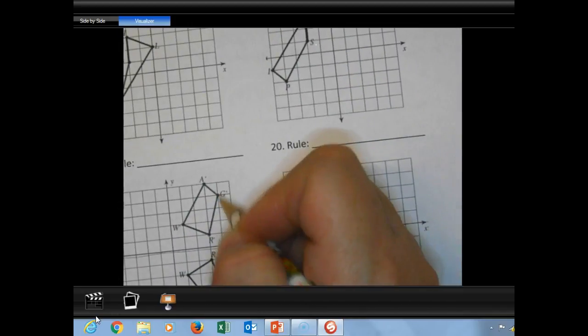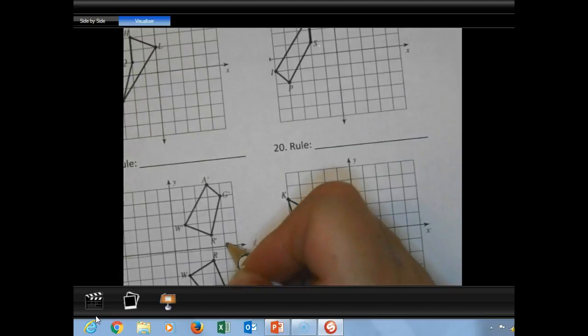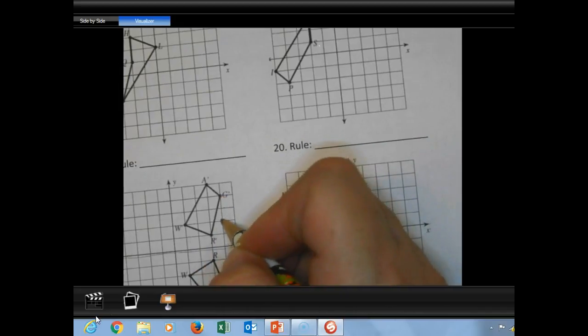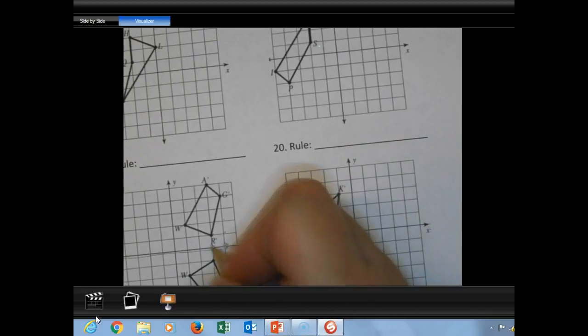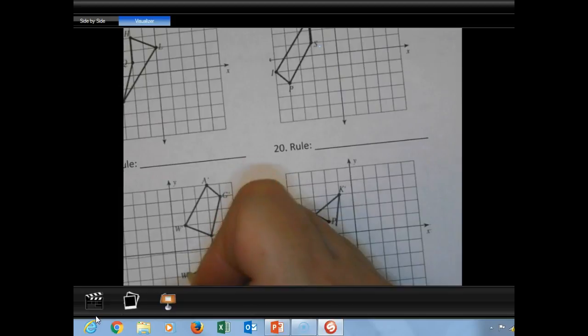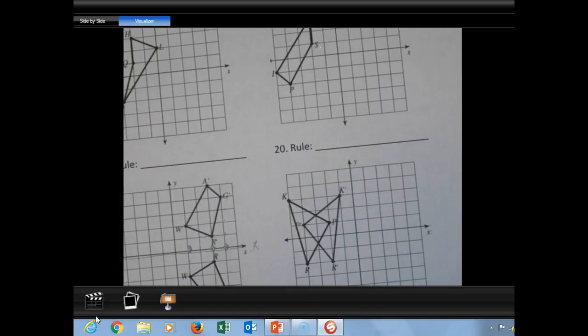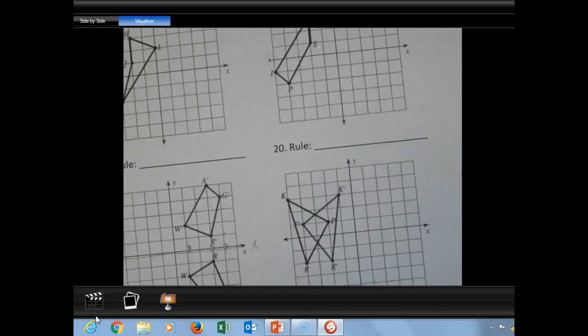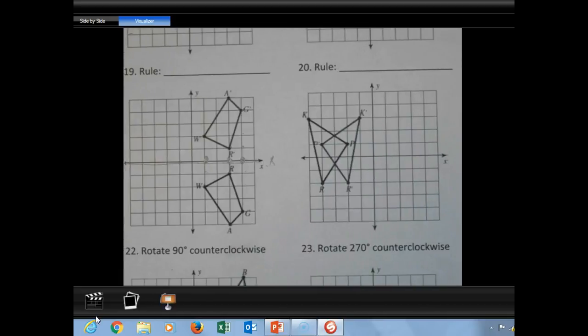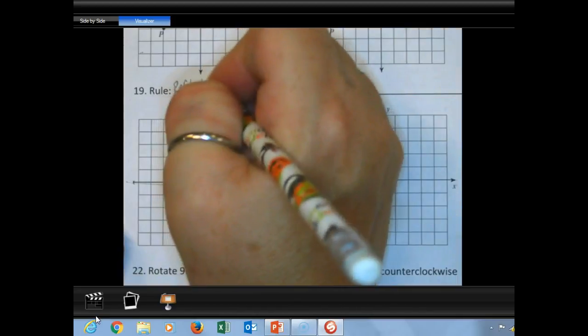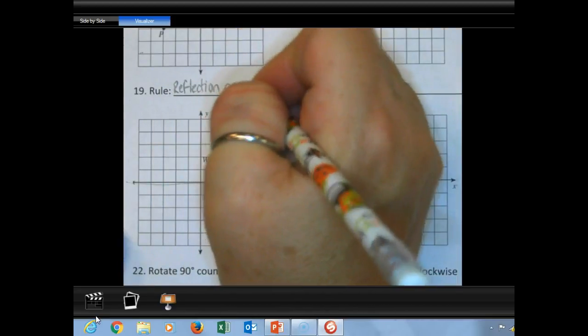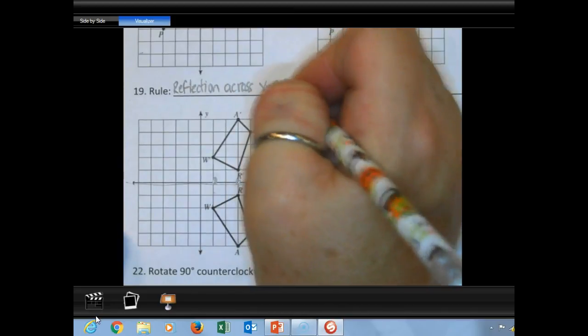So if I count it from G to G prime, 1, 2, 3, 4, 5, 6, 7, 8. Half of 8 is 4, so let's count down 4. 1, 2, 3, 4. That gives me this point here. Midpoint for my R's is here. 1, 2, 3, 4. Count up 2. That's half of 4. There's my midline. So if you notice, it's right on the x-axis. Okay, so that is my reflection. So my rule would be reflection across the x-axis.